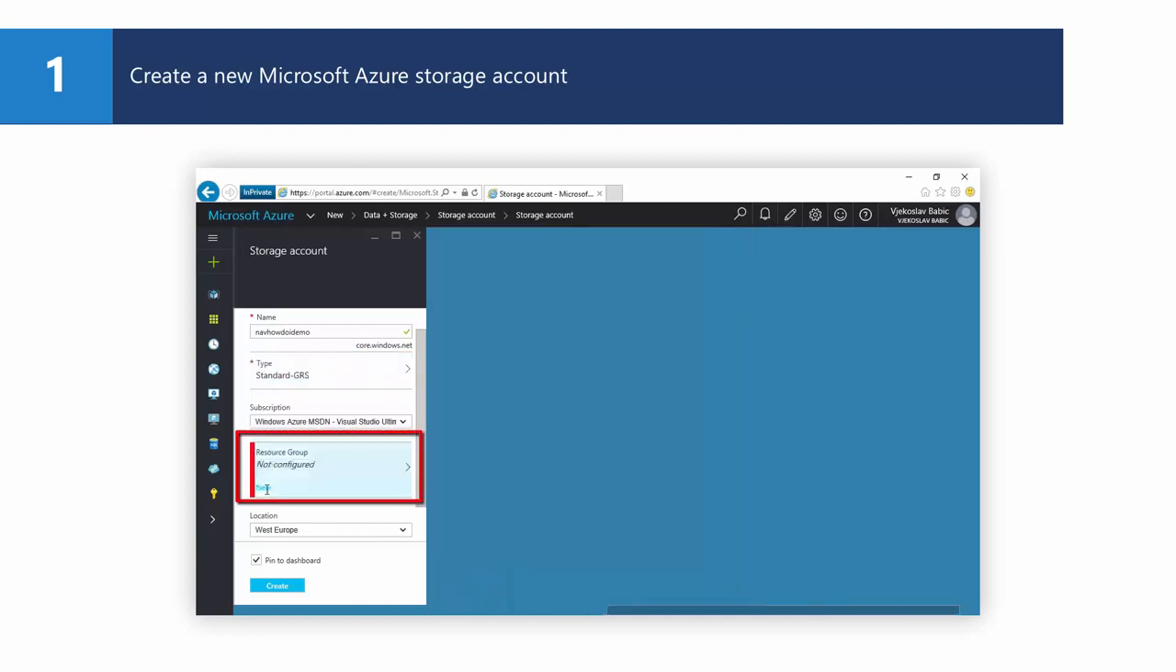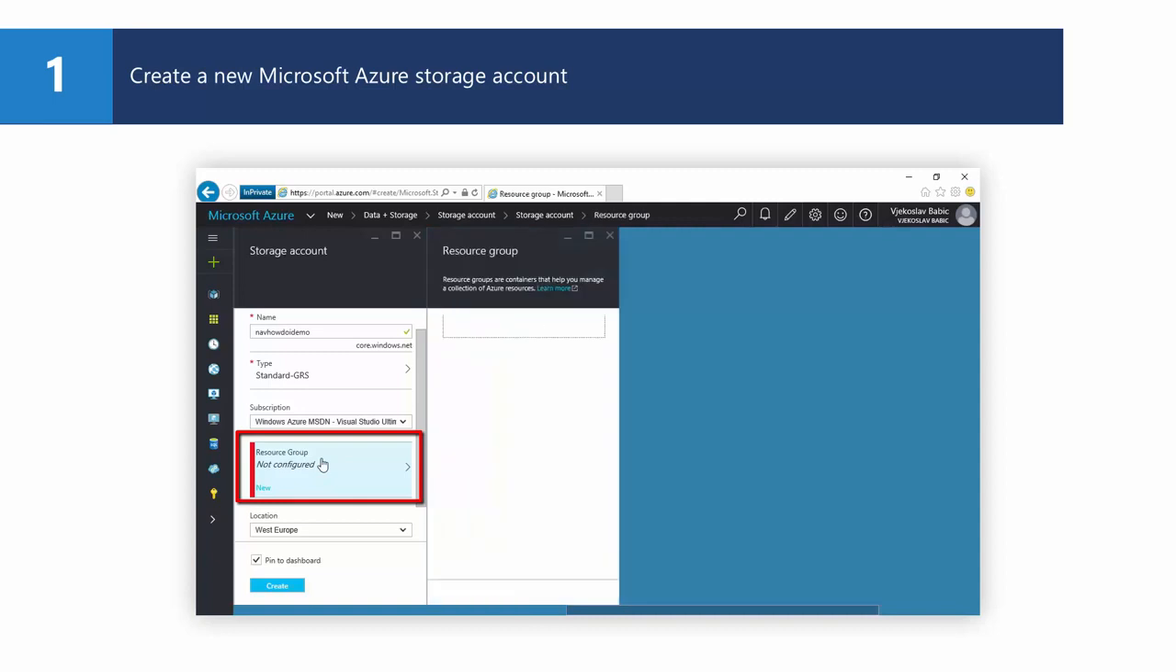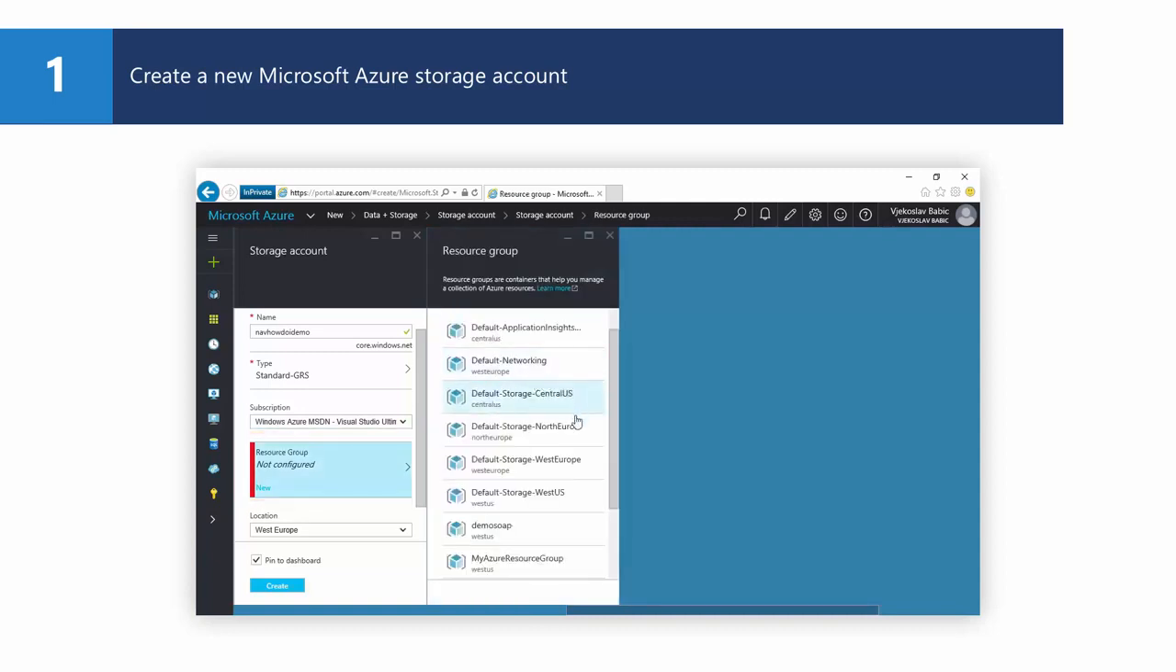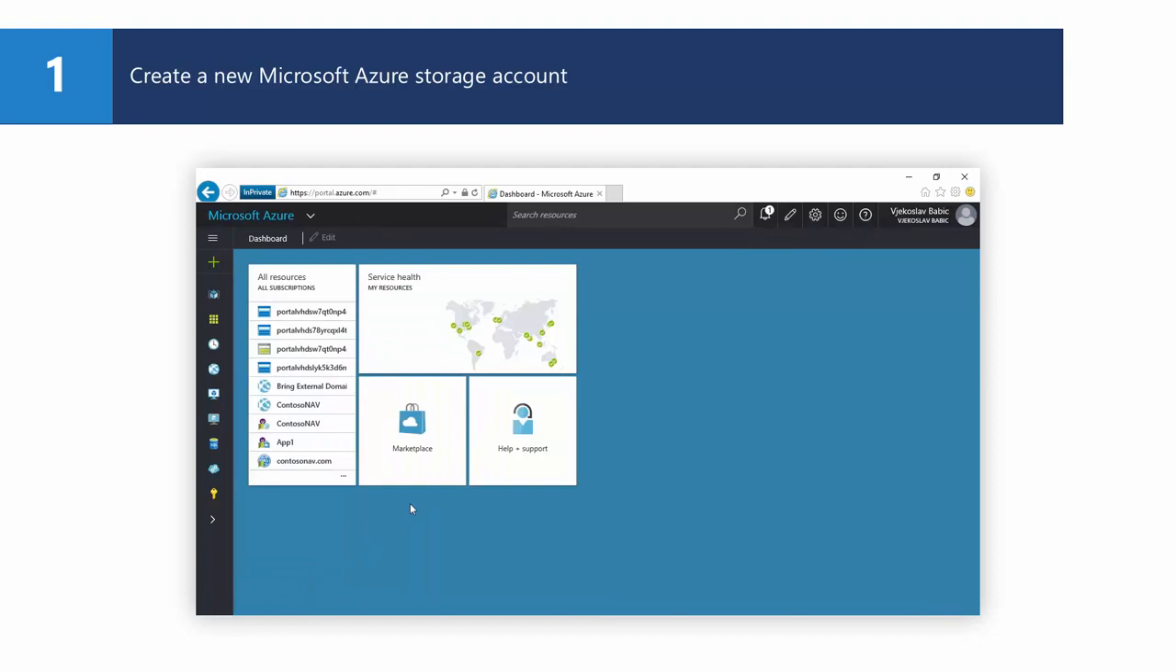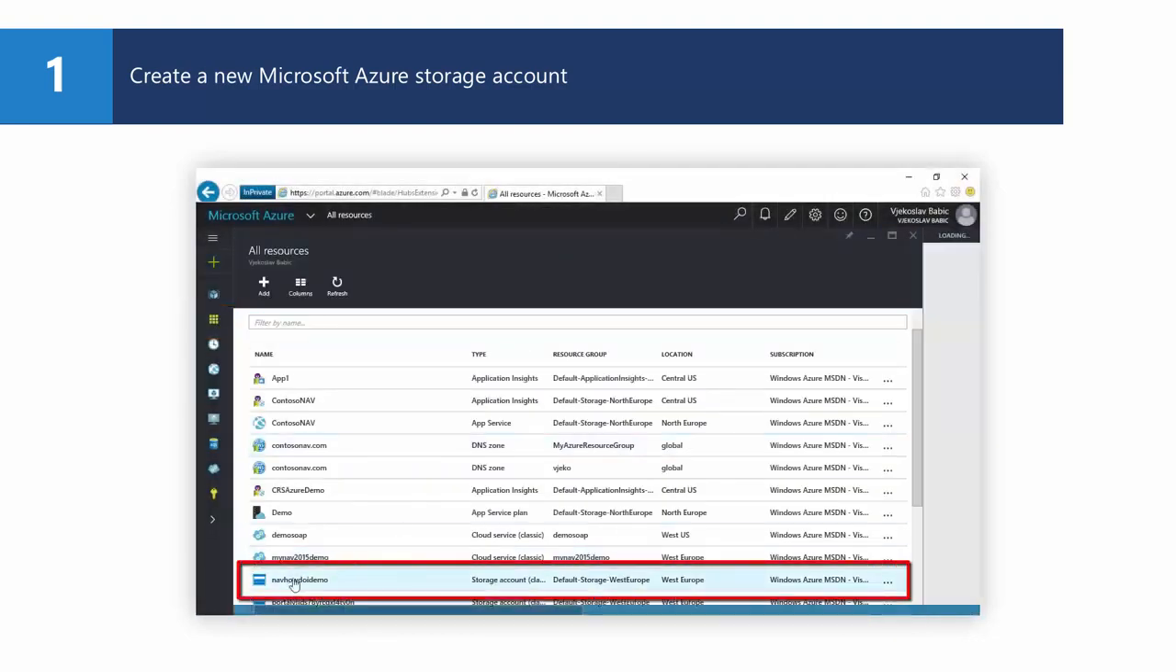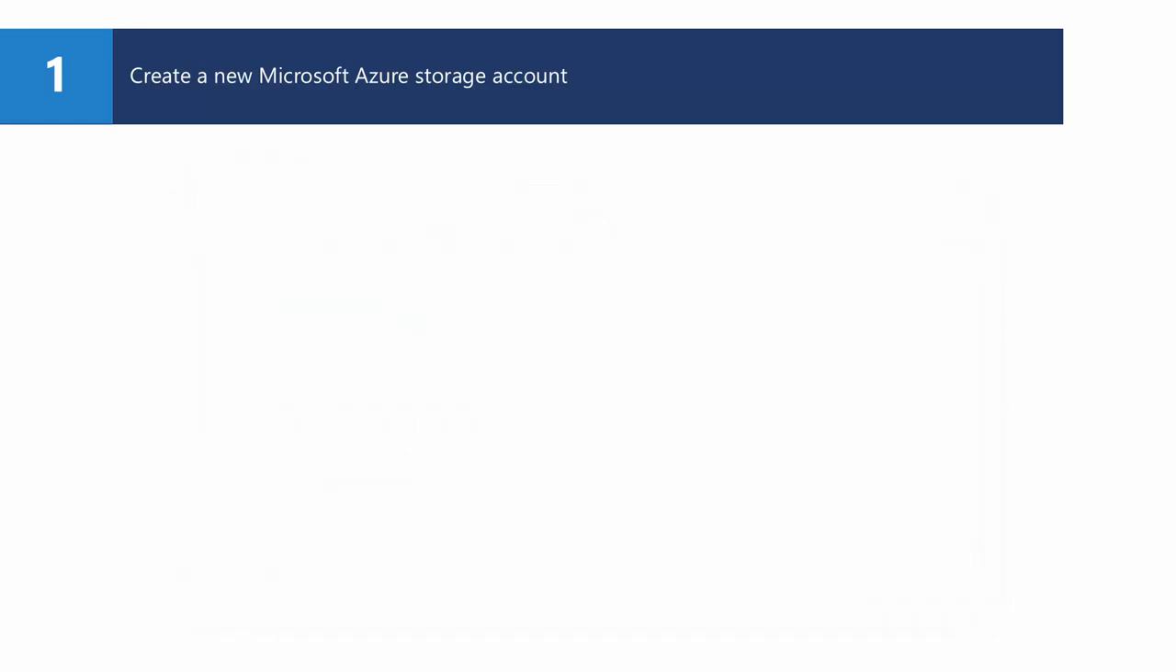Then I'll click Select Existing Resource Group, and then click Not Configured, and then choose one of my existing resource groups. I'll choose not to pin the new storage account to my dashboard, and then I'll click Create. After a while, my account will be provisioned, and I'll be able to access it from the list of my Azure resources. Let's take a look at the CAL code now.